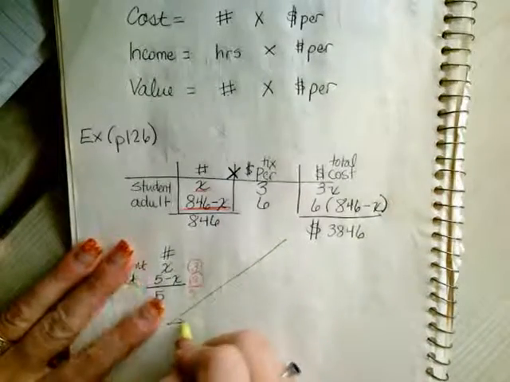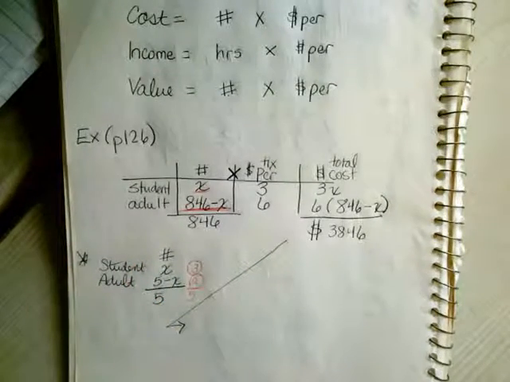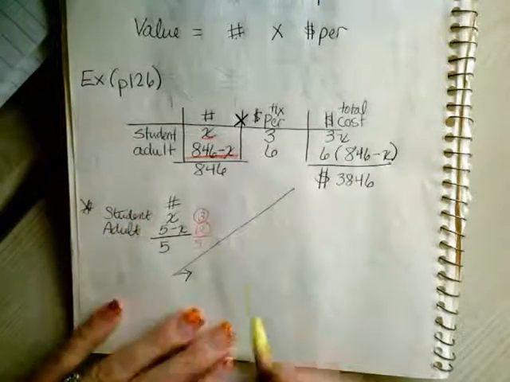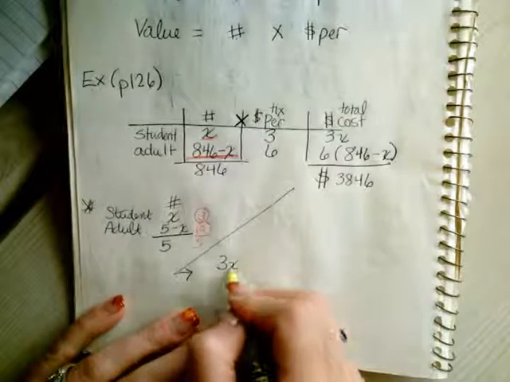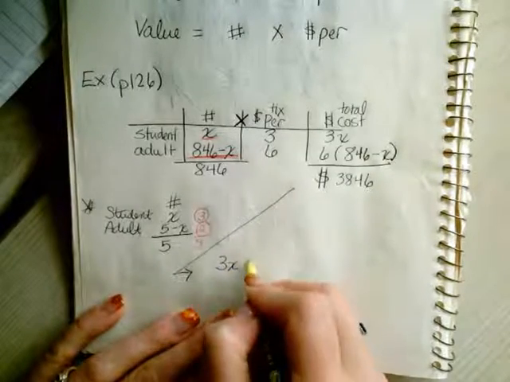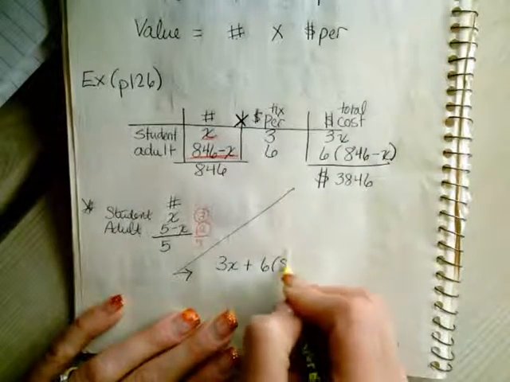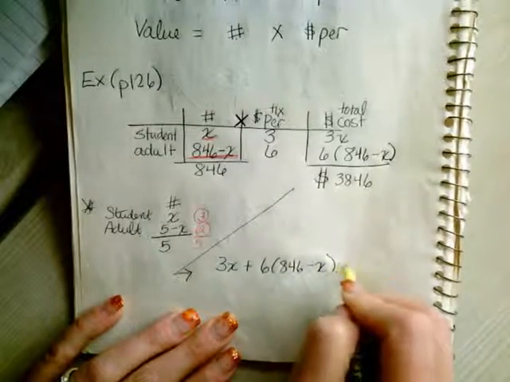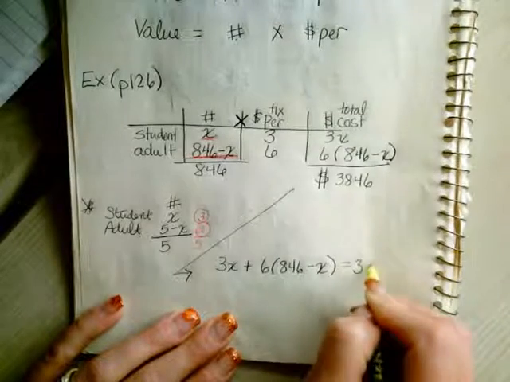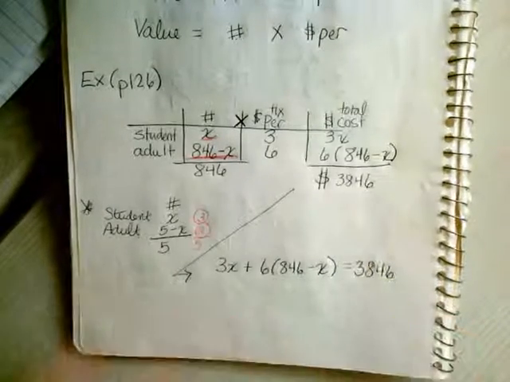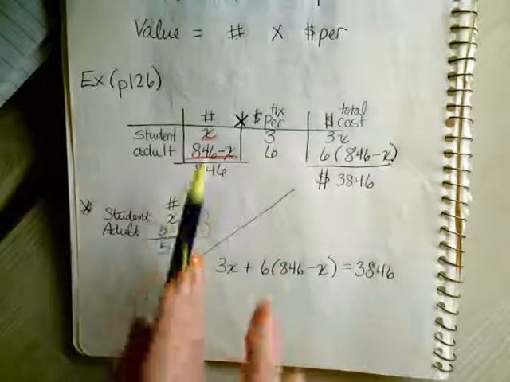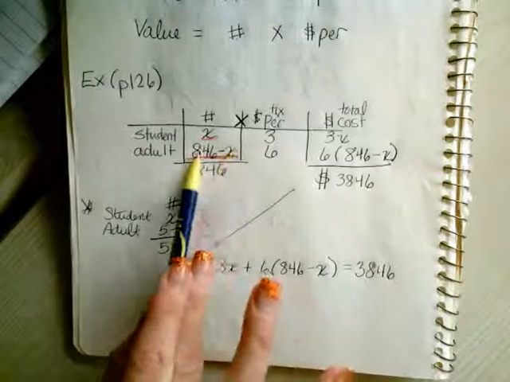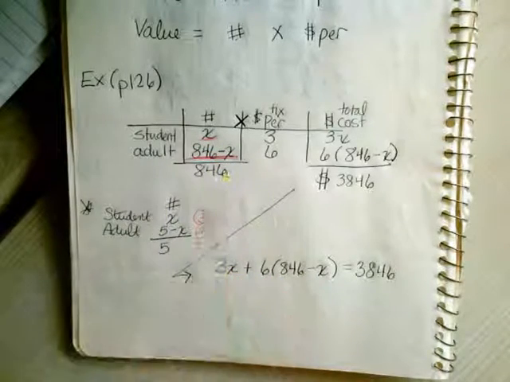Which means that using that information, you can create an equation. So I've charted. Now I'm going to create an equation. 3x added to 6 times 846 minus x equals 3,846. And I'm going to be able to solve for x. That would give me the student tickets. Whatever I get there, if I subtract it from the total, I'll get the number of adult tickets.